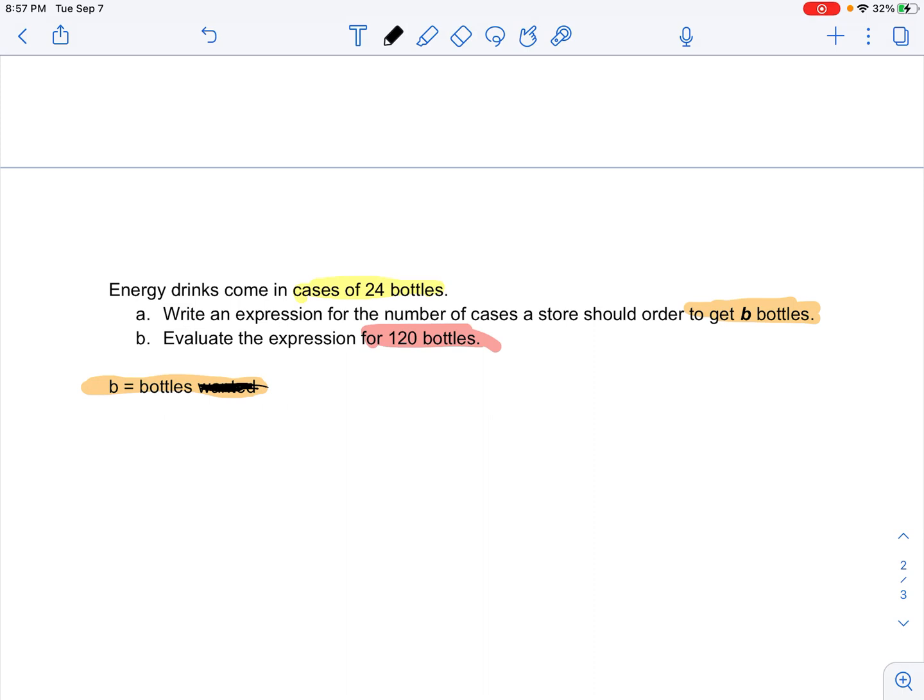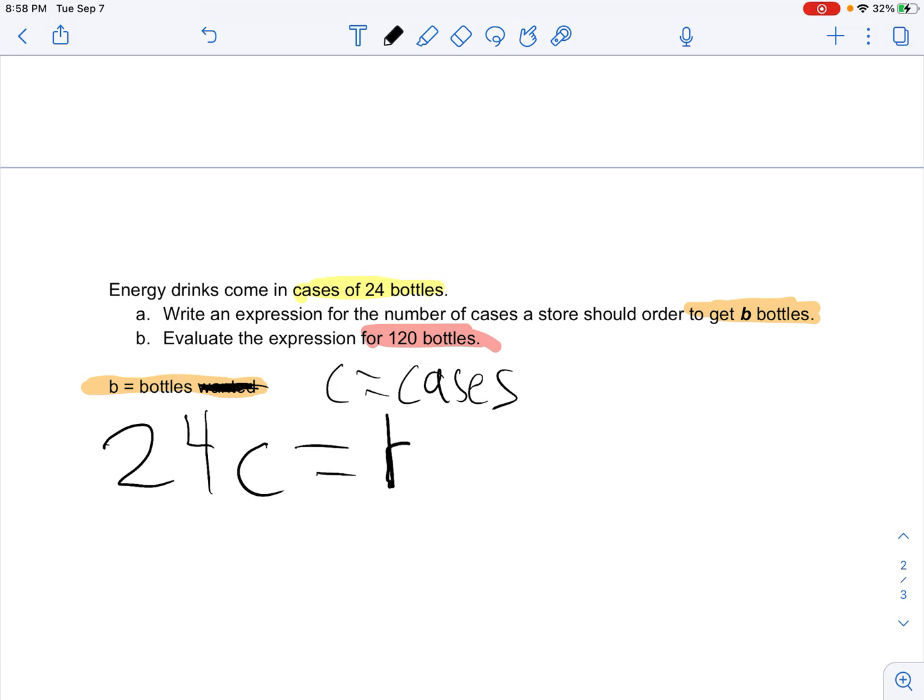So let's take a look. I have 24 bottles in a case. So that means I can take 24 multiplied by the amount of cases. So I'm going to say C equals cases. 24C equals my bottles, or bottles wanted. Now this is a problem because we have two unknowns. We have two variables.